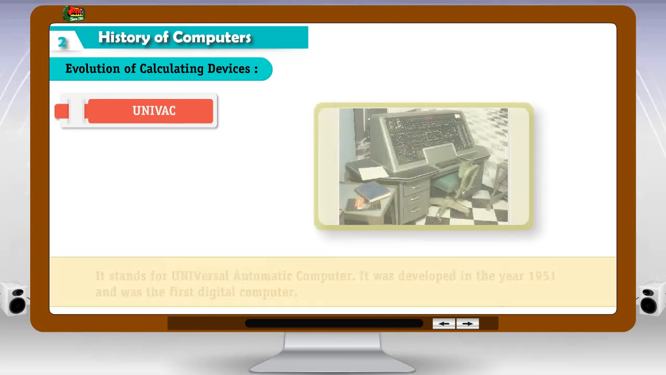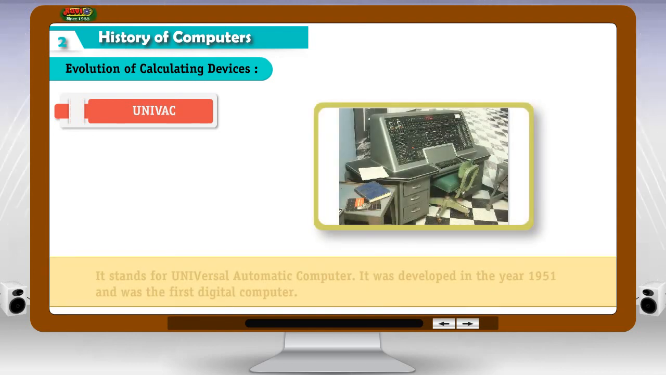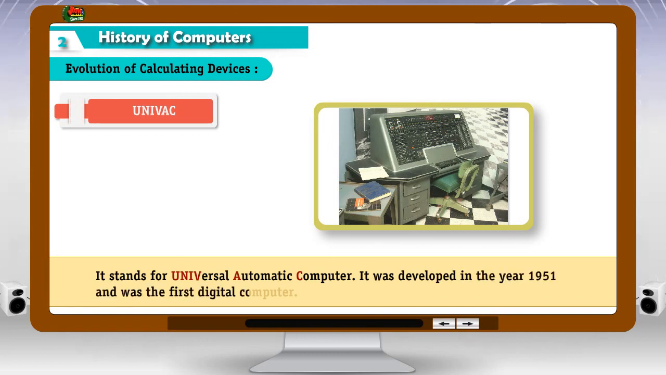UNIVAC. It stands for Universal Automatic Computer. It was developed in the year 1951 and was the first digital computer.